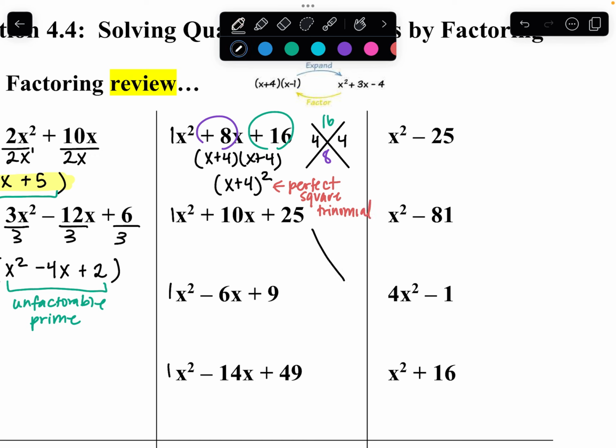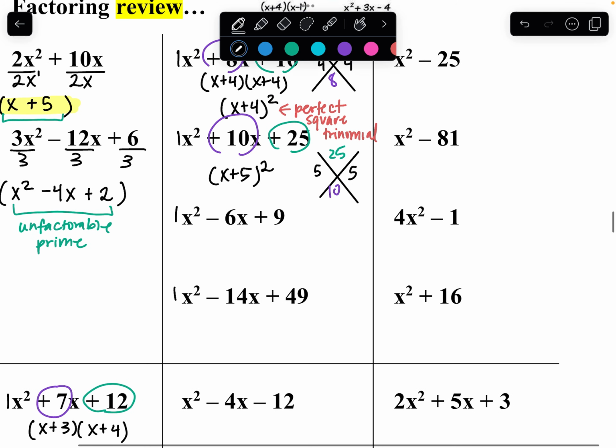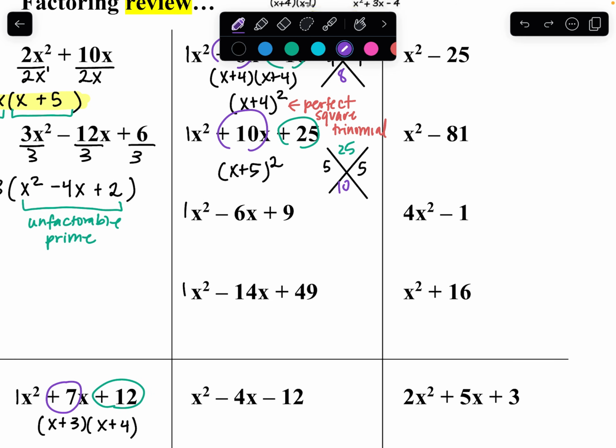Okay, and so all of these are actually going to be perfect square trinomials. We need two numbers that multiply to 25 but add to 10. That would be 5 and 5. And so our perfect square trinomial would be written as x plus 5 squared. In this case, we need two numbers that multiply to 9 but add to negative 6. And so those numbers would be negative 3 and negative 3. And so we get x minus 3 squared. And then here we would get x minus 7 squared.